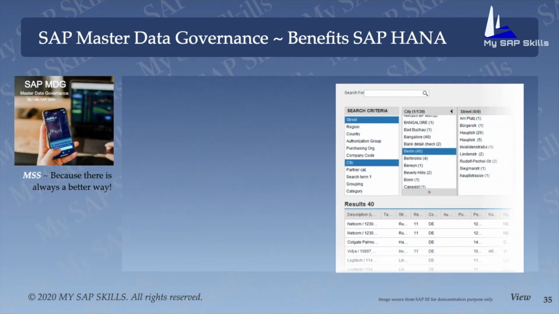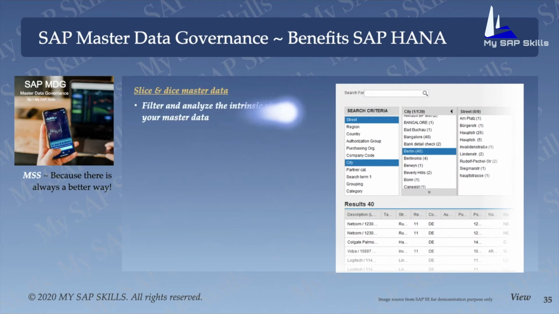Let's understand how we can benefit from SAP HANA with MDG. The first concept is based on slice and dice of master data. You can filter and analyze the intrinsic structures in your master data. You can also find the attribute values that need company-wide harmonization.